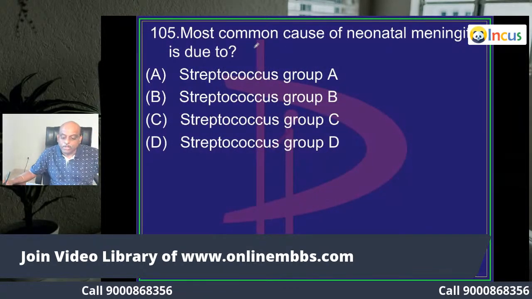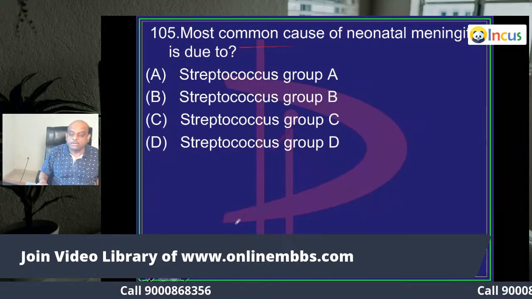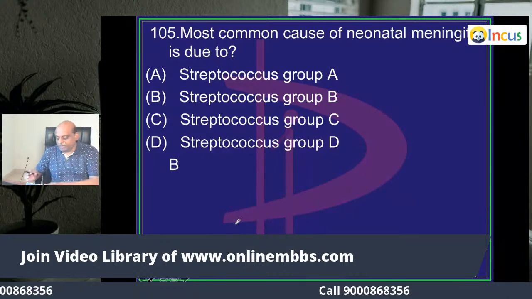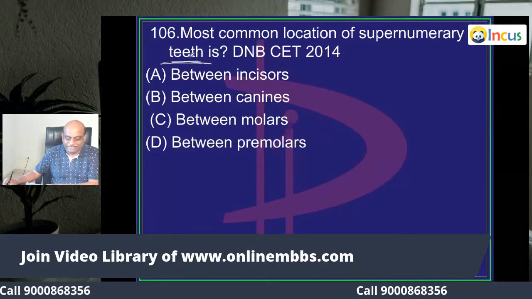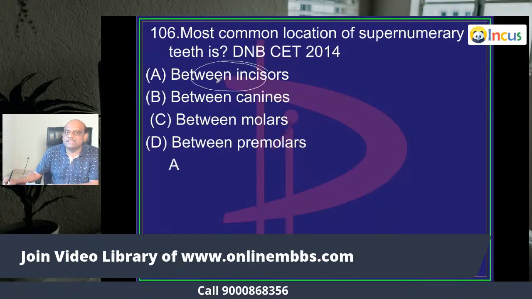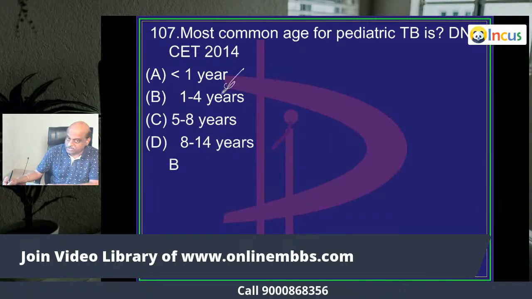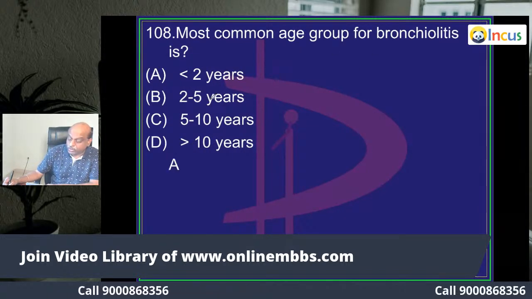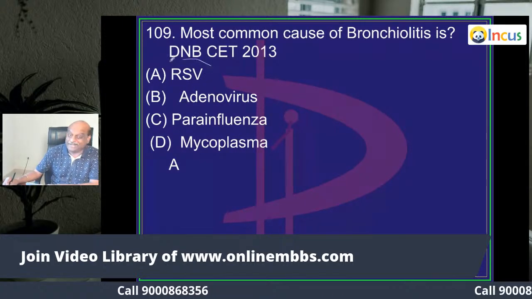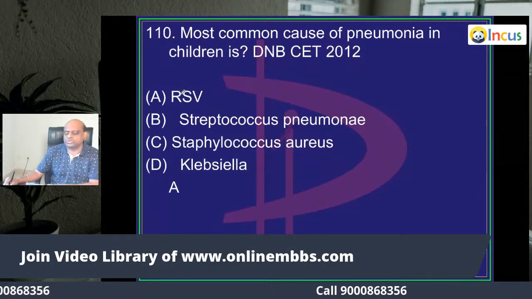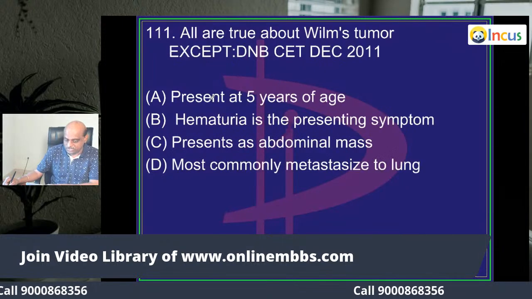हाँ. So the most common cause of neonatal meningitis is Streptococcus group B. The most common location of supernumerary teeth is between the incisors. The most common age for pediatric TB, 1 to 4 years. The most common age group of bronchiolitis, less than 2 years. The most common cause of bronchiolitis, respiratory syncytial virus. The most common cause of pneumonia in children overall is viral, that is respiratory syncytial.